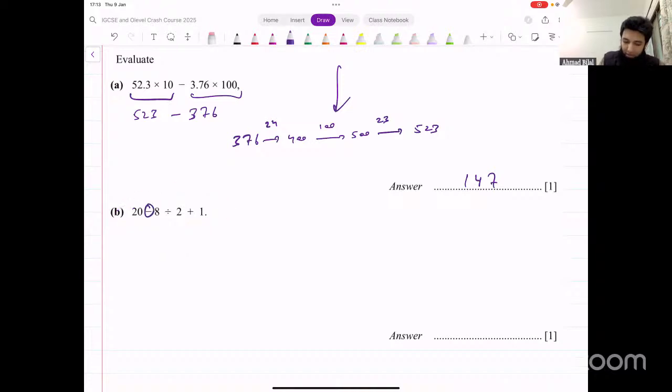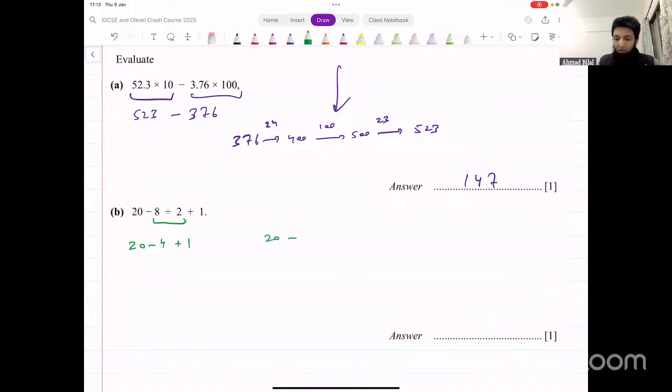Now, what about this one? You've got minus, division, and addition. What has the highest priority? Division. You have to do this thing first. So you have 20 minus, as it is, 8 divided by 2. What's that? That is 4. And you have plus 1. And now you've got to go from left to right. Remember, minus and plus, they have the same priority.